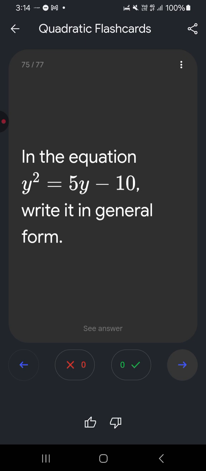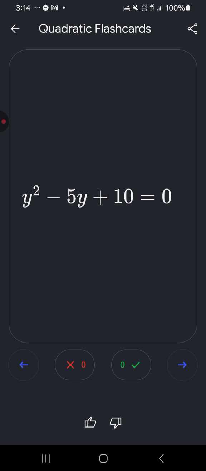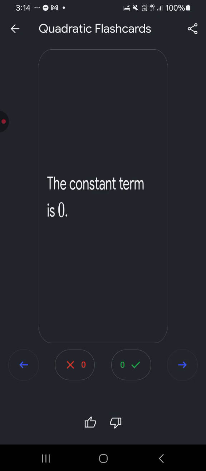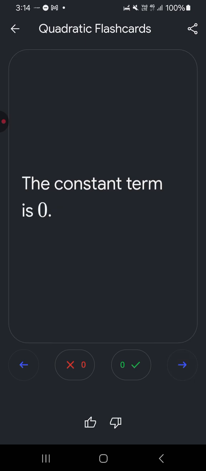In the equation y square is equal to 5y minus 10, write it in general form. Y square minus 5y plus 10 is equal to 0. What is the value of the constant term in the polynomial 5x square? The constant term is 0.